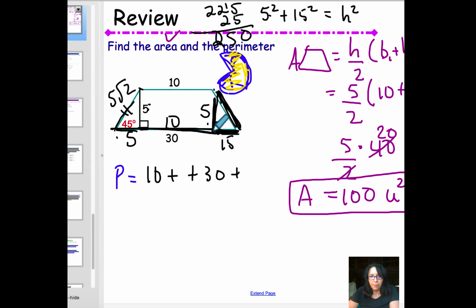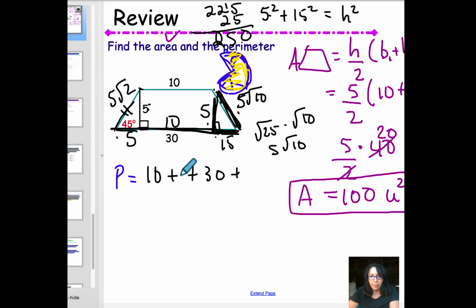Okay, and then the square root of 250, which is the square root of 25 times 10, which is 5 root 10. Oh boy. Okay, so this is what we know. We know that this side here is 5 root 10. This side is 5 root 2.